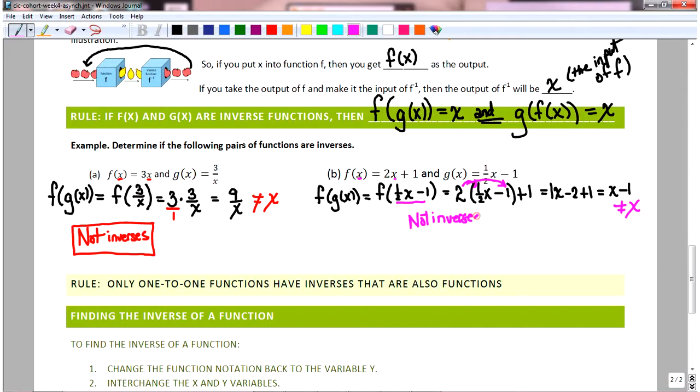If we did come up with x for our answer, then we would also need to figure out what g of f of x equals. Make sure that that also equals x, and then you can conclude that the two functions are inverses.